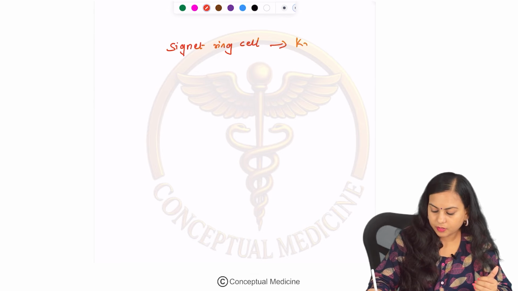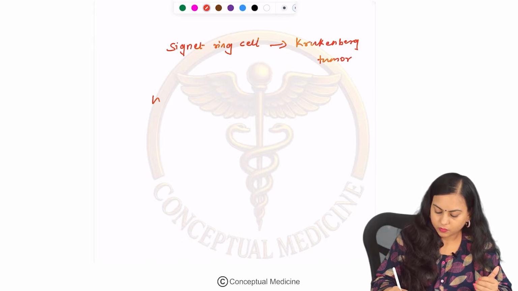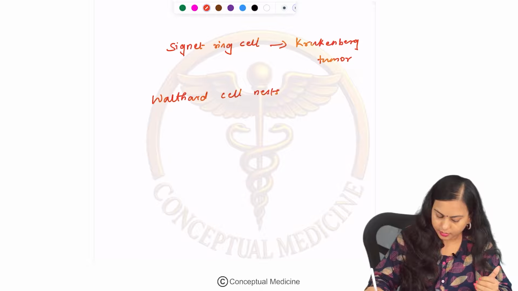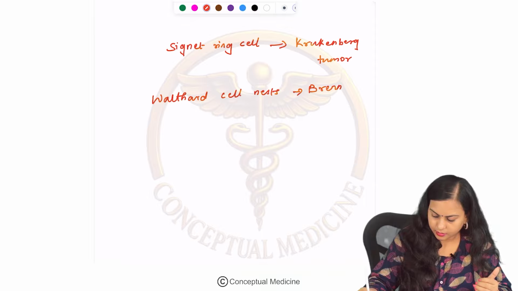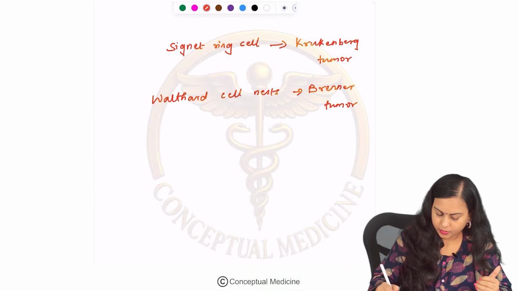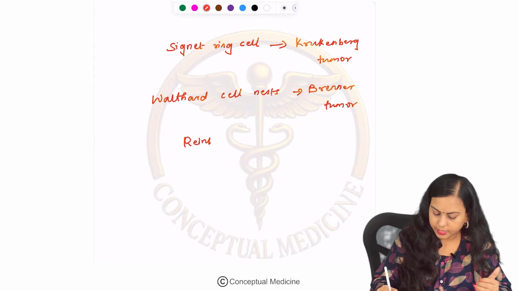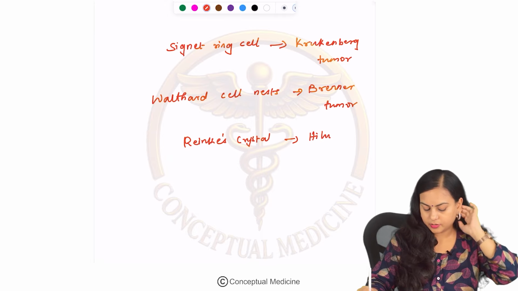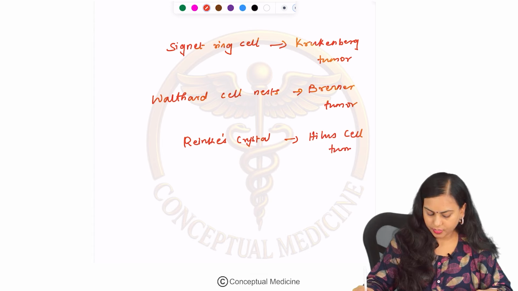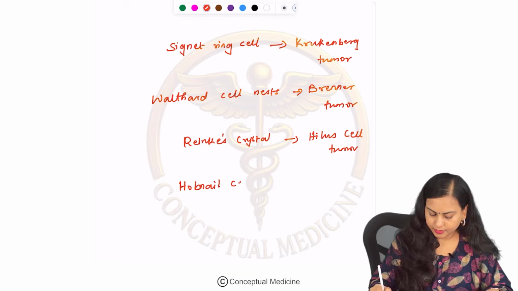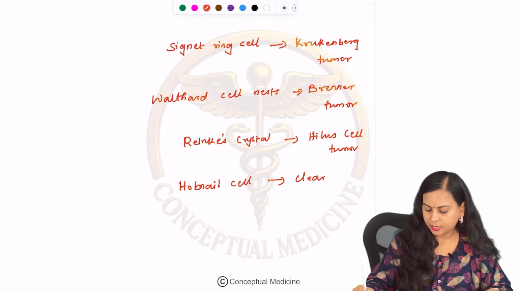So, other than this, we have seen signet ring cell in Krukenberg tumor, Walthard cell nests in Brenner tumor, then Reinke's crystal, right, that is in hilus cell tumor, as well as Hobnail cells, right, that is seen in clear cell tumor.